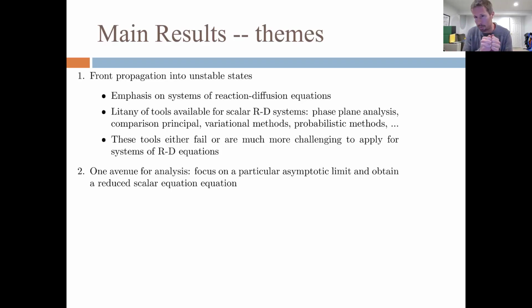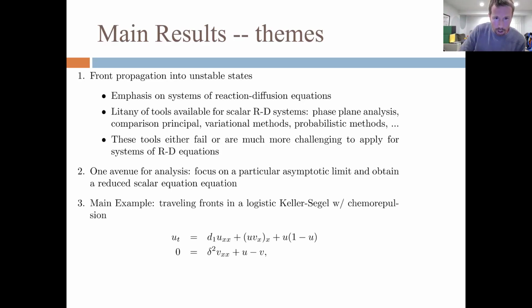We're going to take that parameter, make it asymptotically small, or asymptotically large. And in that limit, we hope to obtain a reduction to something that looks like a scalar reaction diffusion equation, where we can take these tools and apply them. So the main example we're going to talk about is a logistic Keller-Segel type model. I'll motivate it later when we go back and talk about it for real.